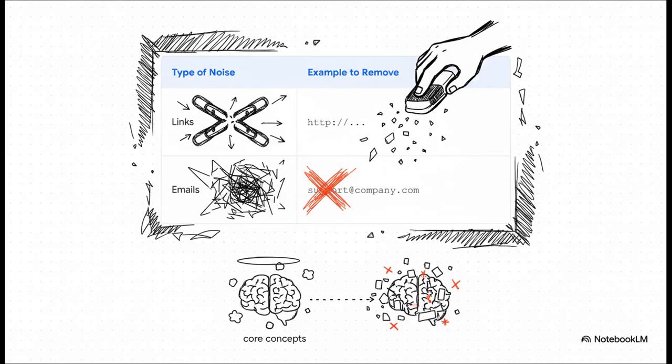And finally, we get rid of the noise. This table has some great examples of stuff that is completely irrelevant to the meaning of the text. Think about it. URLs, email addresses, little bits of CSS code. These things don't help the AI understand the core ideas in a document at all. In fact, they can actually hurt the quality of your embeddings. So they have to go.